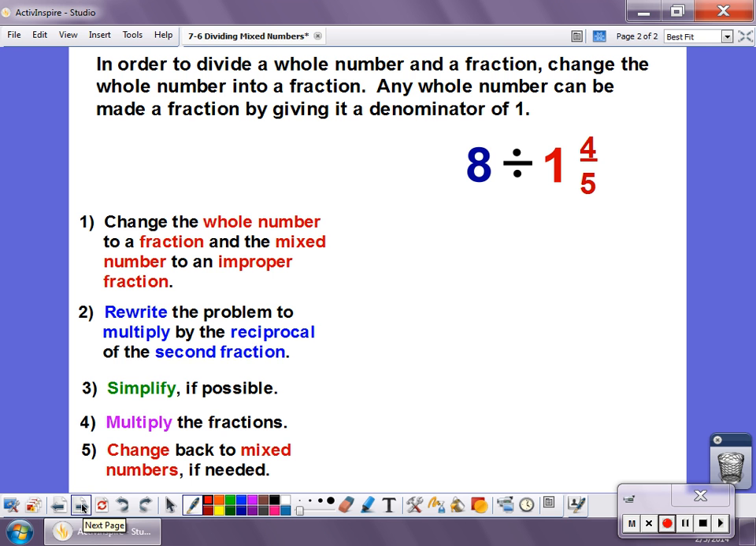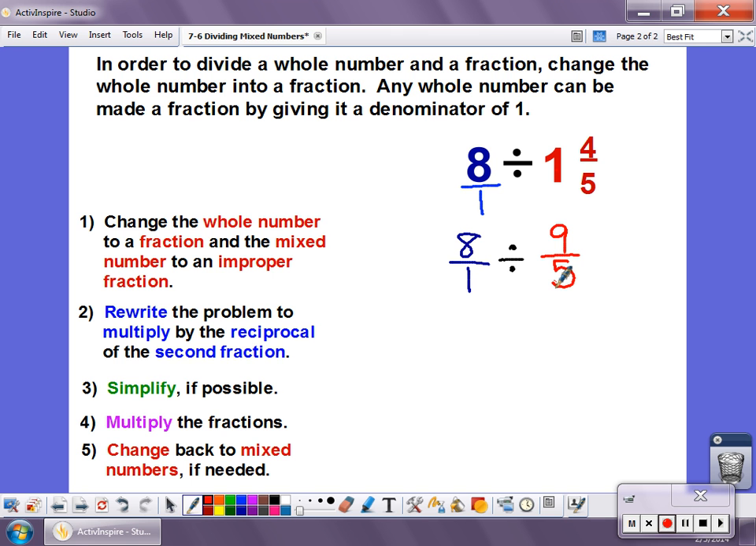So this time we have a combination of dividing a whole number and a mixed number. Now remember, we can't do anything with a whole number. We have to change that into a fraction, and we do that by putting it over 1. So we've got a whole number divided by a mixed number. I've got 8 over 1 divided by, and I need to take this mixed number and change it into an improper fraction. So 5 times 1 is 5, plus 4 is 9. So I get 9 over 5.